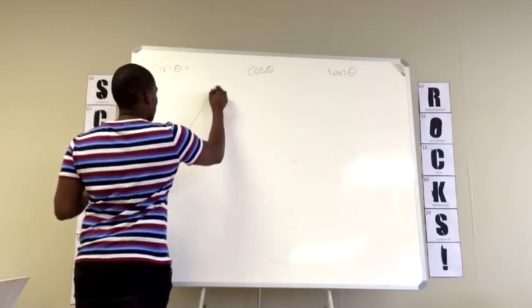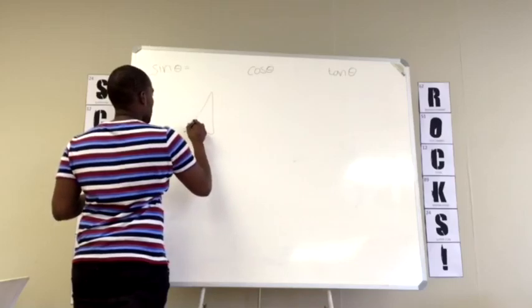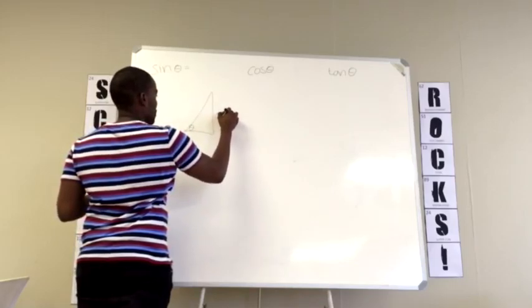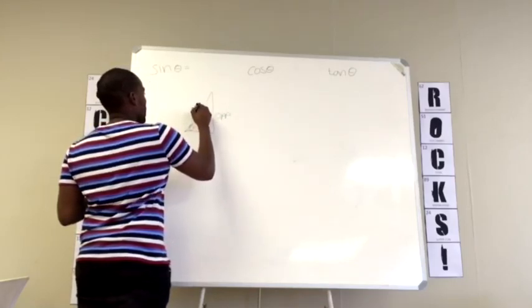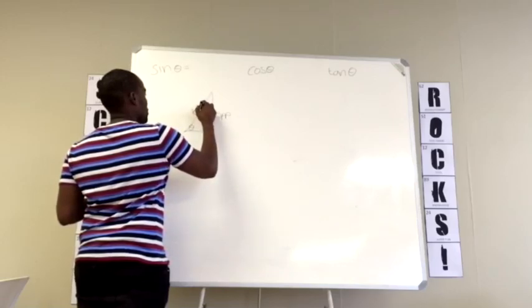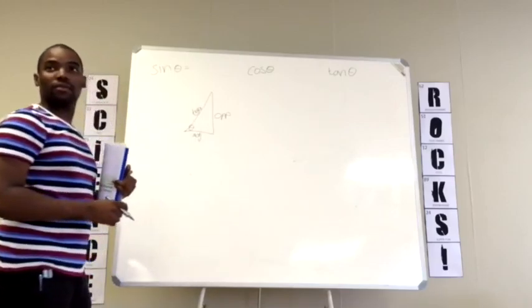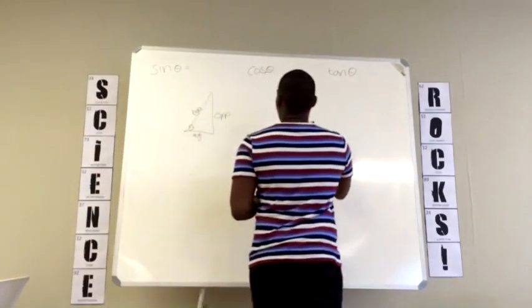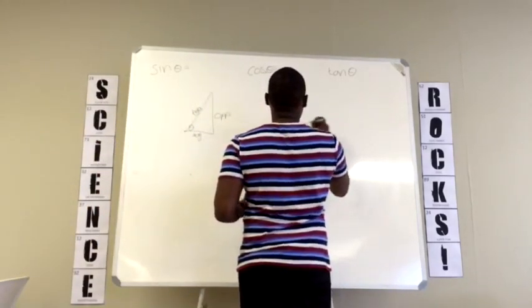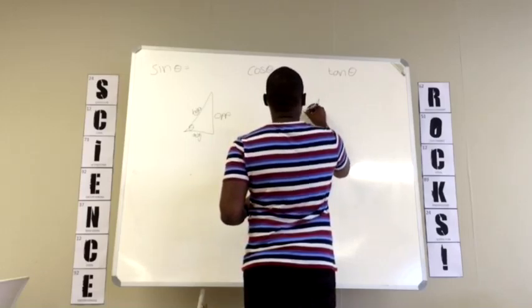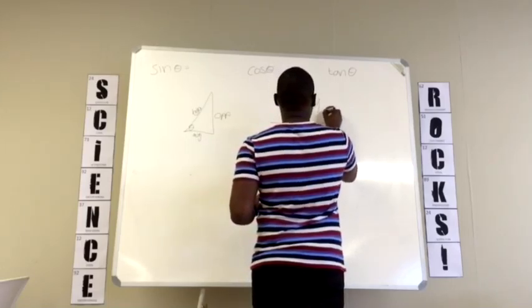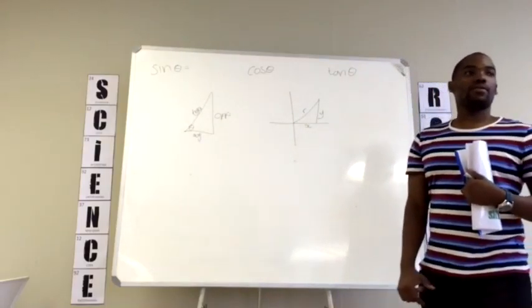I got my sort of triangle, where if this is theta, that's my opposite side. This is my hypotenuse, and this is my adjacent side. Yes? And then if I'm looking at Cartesian coordinates, this is my r, that's my x, that's my y. You guys with me?